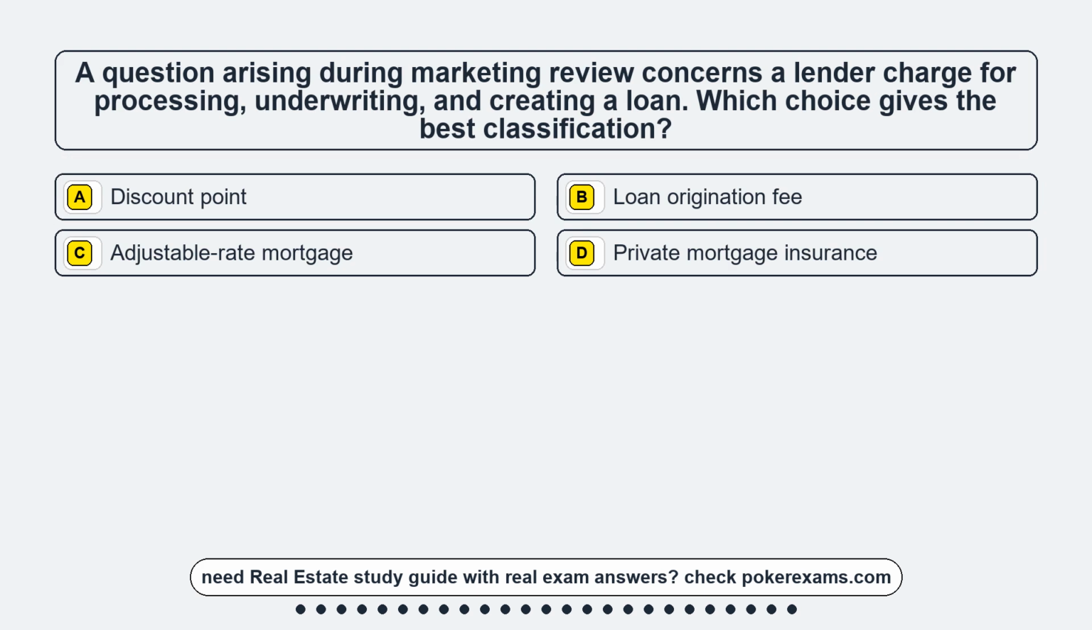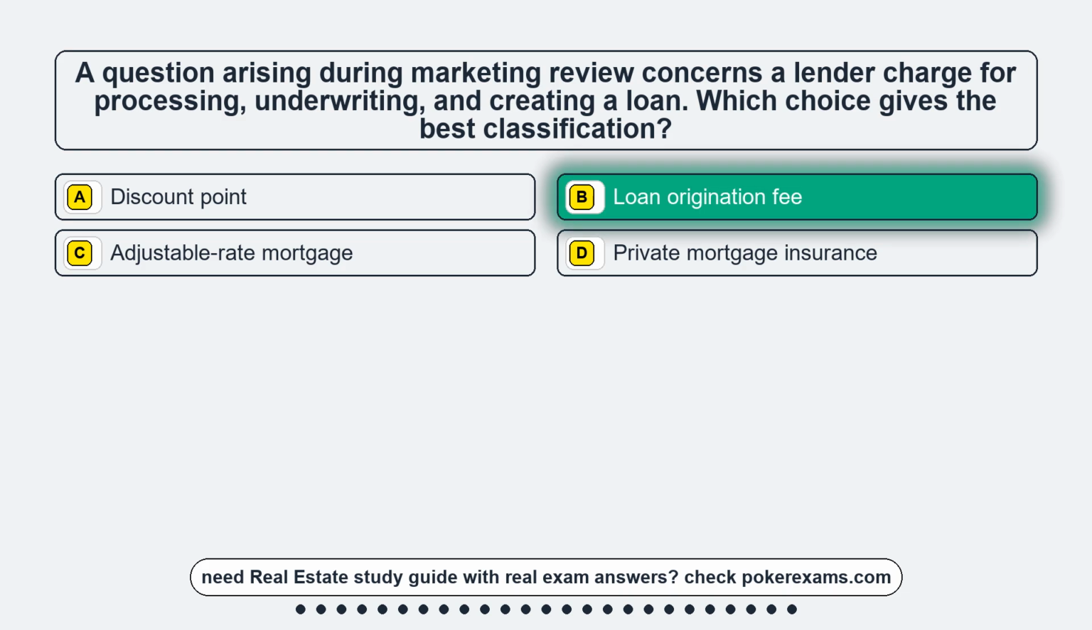Question 2. A question arising during marketing review concerns a lender charge for processing, underwriting, and creating a loan. Which choice gives the best classification? Option A, discount point. Option B, loan origination fee. Option C, adjustable-rate mortgage. Option D, private mortgage insurance. The correct answer is option B, loan origination fee.